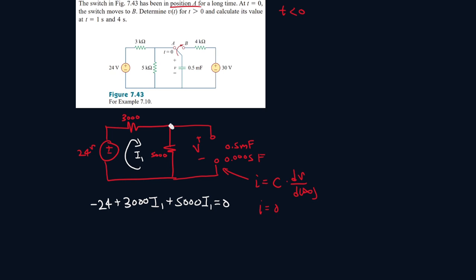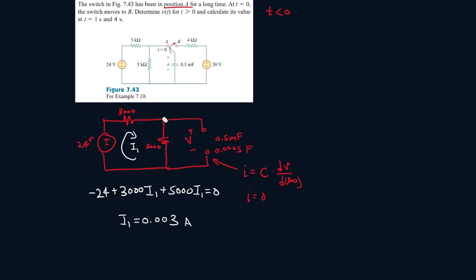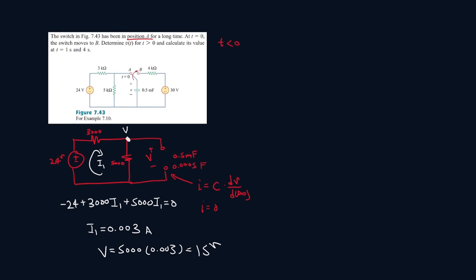Okay, so I get I1 to be 0.003 amps. And pretty much V will be equal to the voltage at this resistor. So V will be equal to 5000 times I1, so 0.003, and this will give me 15 volts. So when t is less than 0, V is equal to 15 volts. So that's good.